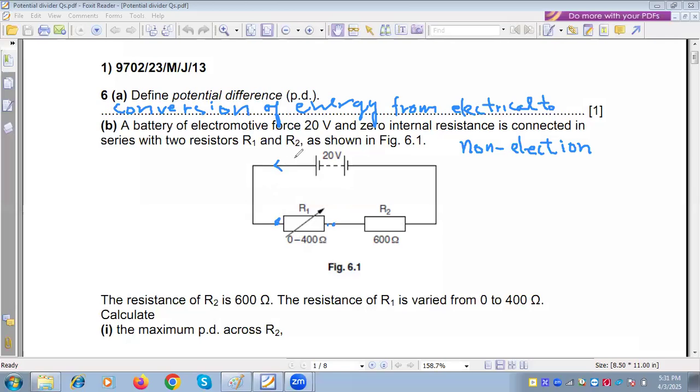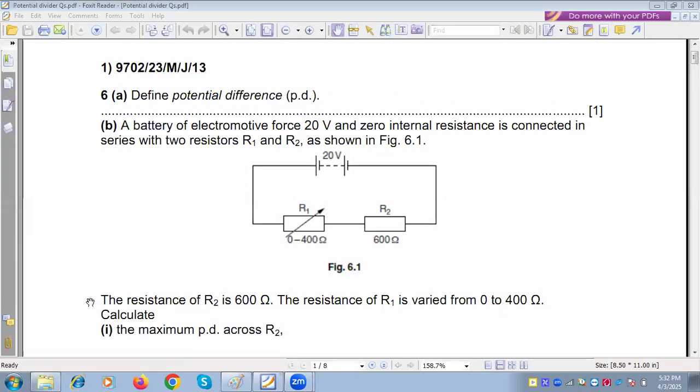A battery of electromotive force 20 volt and 0 internal resistance is connected in series with two resistors R1 and R2 as shown. So this is a potential divider circuit. The resistance of R2 is 600 ohms and the resistance of R1 is varied. It's a variable resistance, so it can vary from 0 up to a maximum of 400 ohms. The maximum potential difference across R2 is to be worked out.